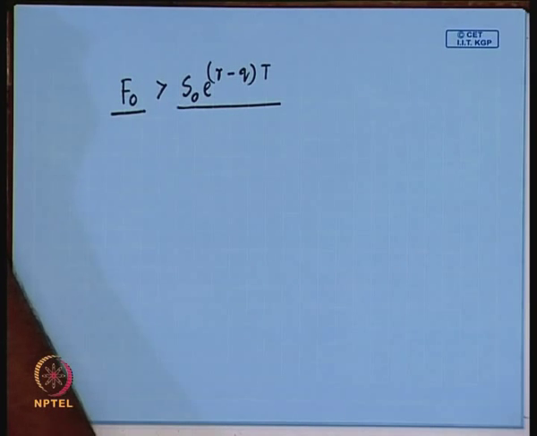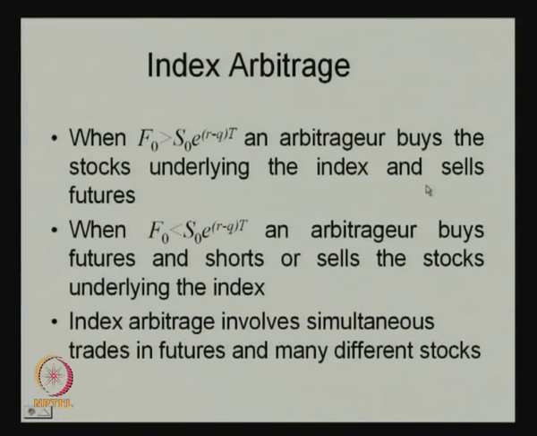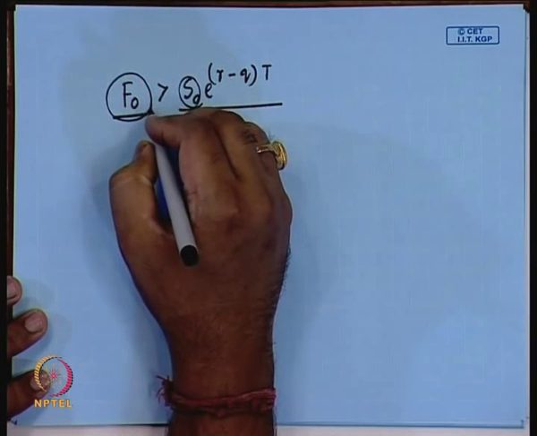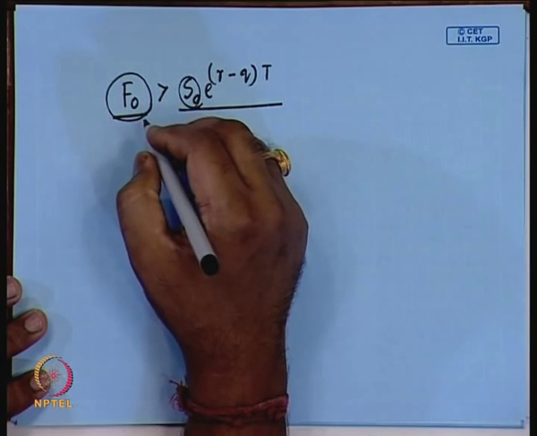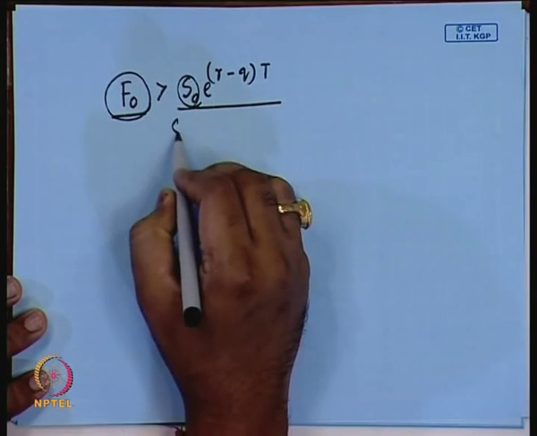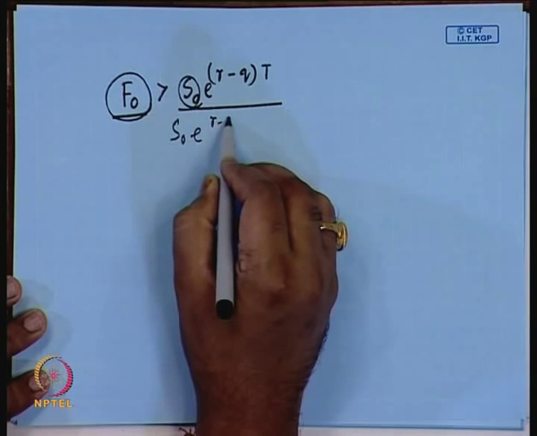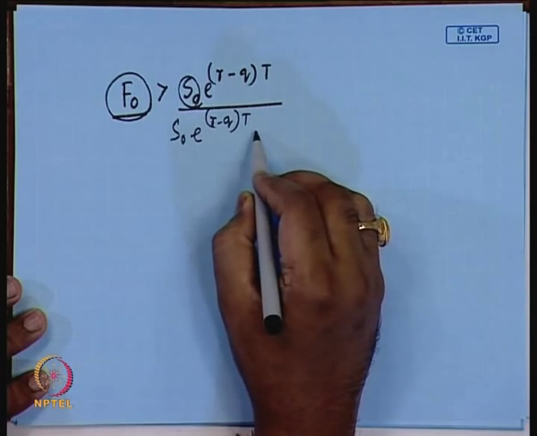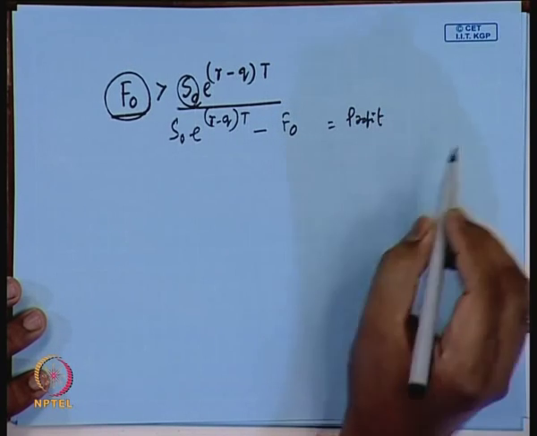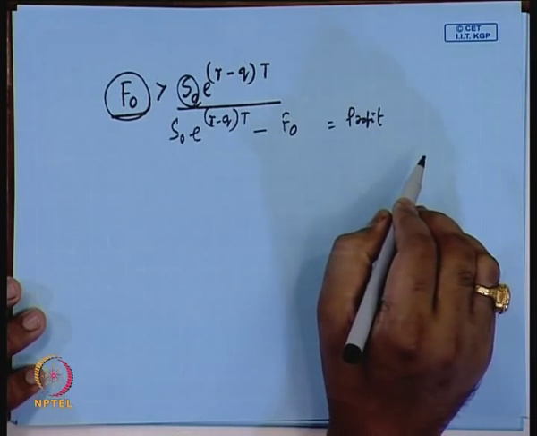An arbitrager buys the stocks underlying the index and sells the future. Obviously, he will buy the stock because its value is lower in this case, and sell the future at that time. So he can get a profit of F 0 minus S 0 e to the power r minus q into t. This much will be the profit he can earn at that time.